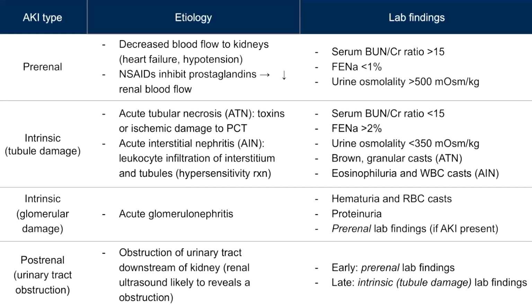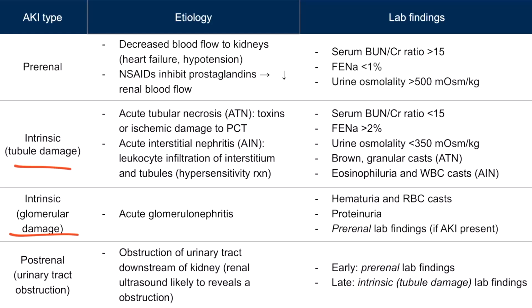Now let's move on to intrinsic azotemia. In this type, the problem is within the nephron somewhere. So it's a problem pertaining to the intrinsic function of the kidney. And intrinsic acute kidney injury should be broken down into two groups, those that cause tubular damage and issues that cause glomerular damage. Let's focus on tubular damage first.